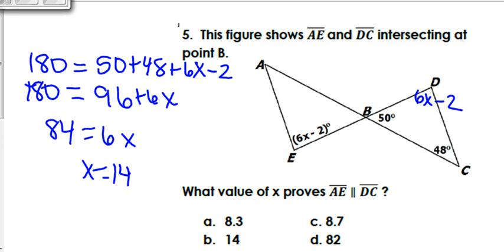So here you would have used the property of parallel lines as well as the triangle sum theorem to have gotten x to equal 14. Again, if you have questions about this, please star this example and I can talk to you when I return to school.